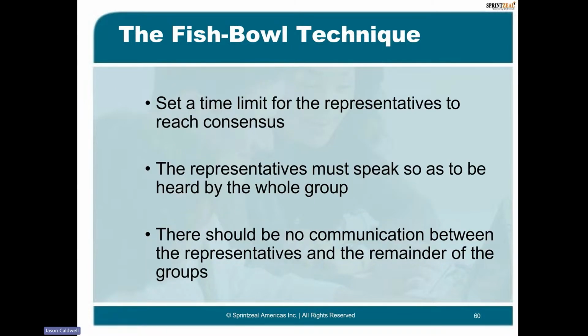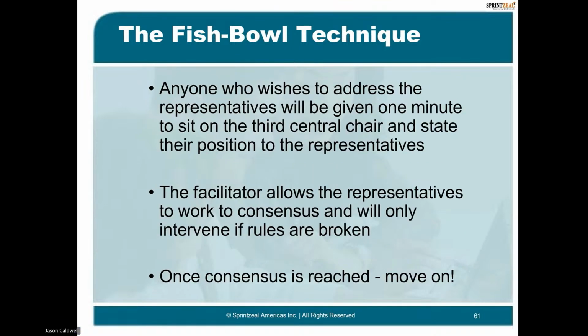Set a time limit. Representatives speak for the whole group, and there should be no communication between them and the remainder of the group. Only these two people, the two fishes at the center, will be talking, and the remaining are just observing. Later, if you want, you can change the people in the group. It's two at a time, and the remaining are observers.